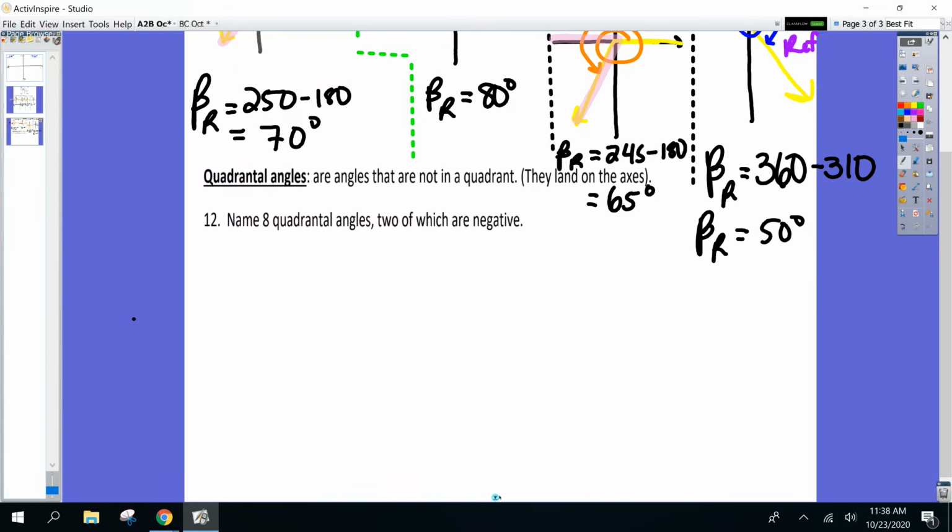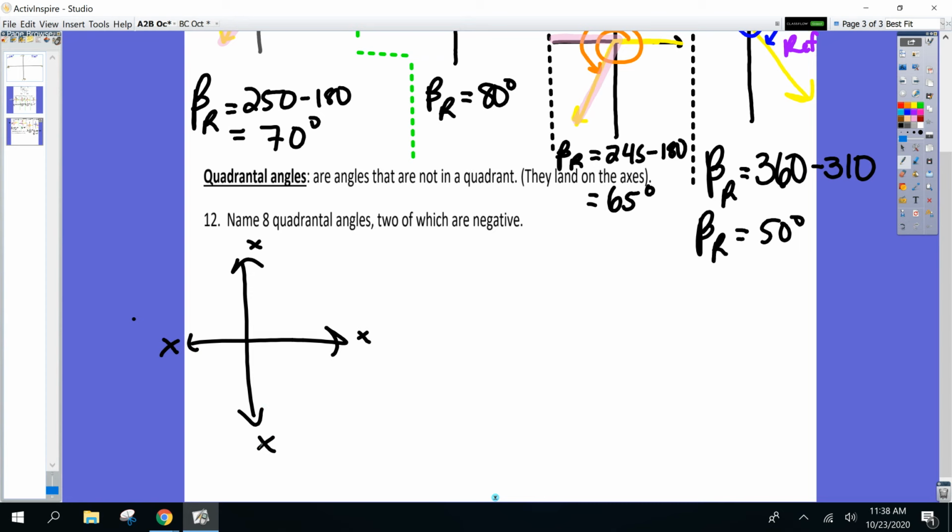A vocabulary term. Anybody want to try to pronounce that? Quadrantal. Yes. Use that at home or at the lunch table later. Quadrantal angle. That's an angle that lands on the axes. Lands here, lands here, lands here, lands here. An angle that lands on one of those we call a quadrantal.